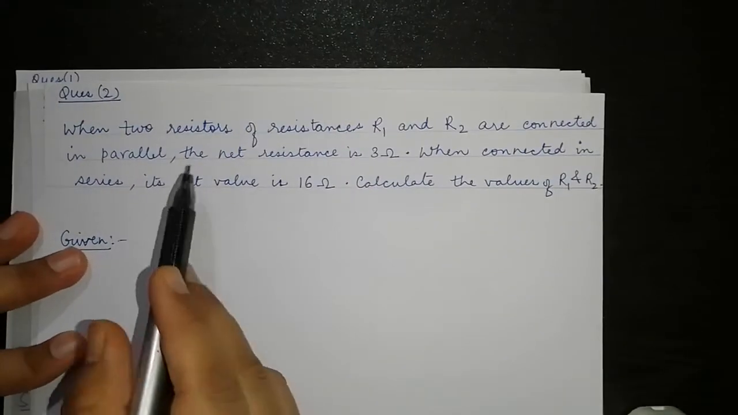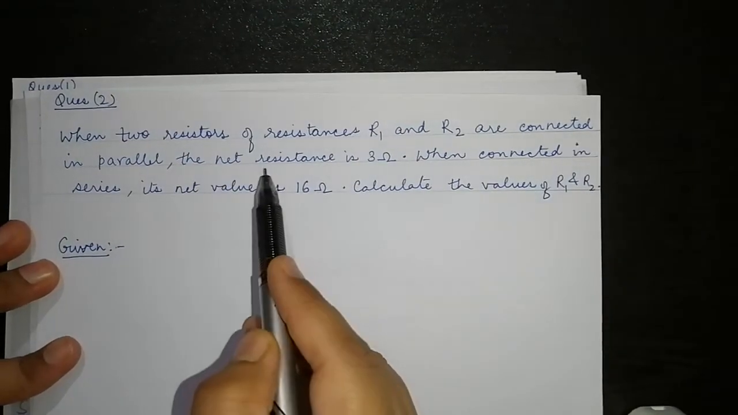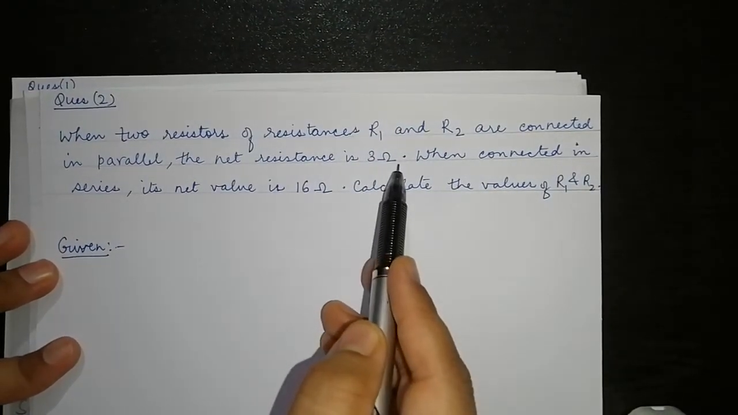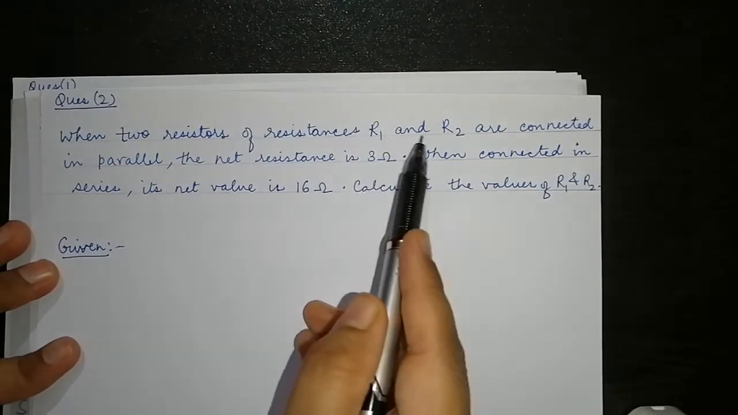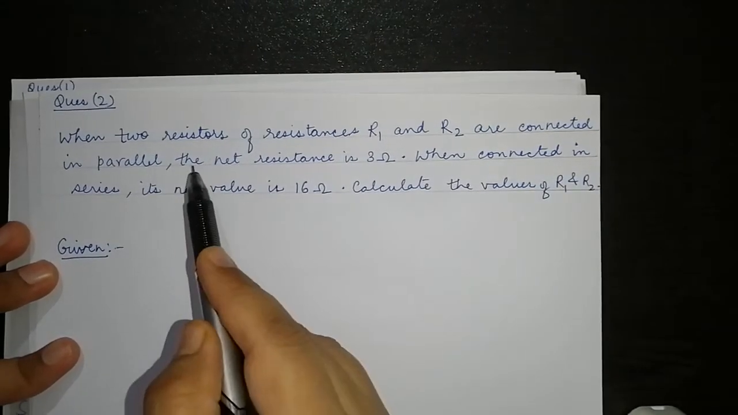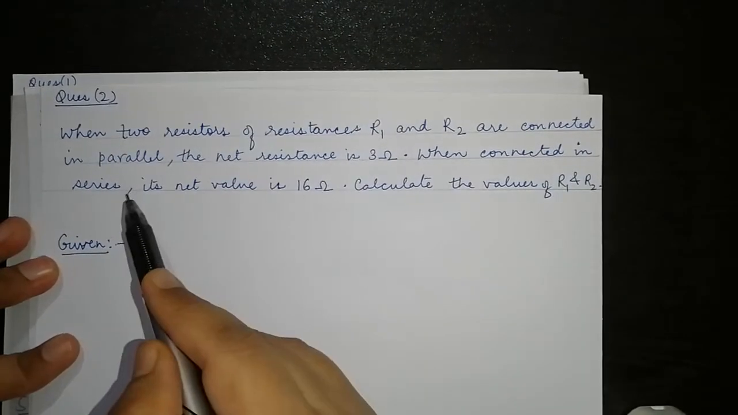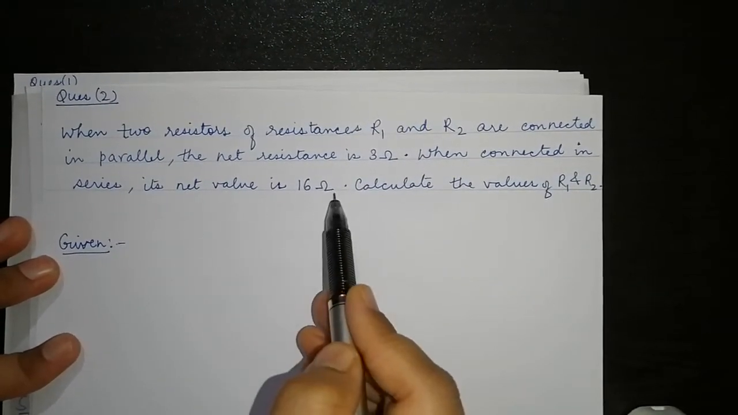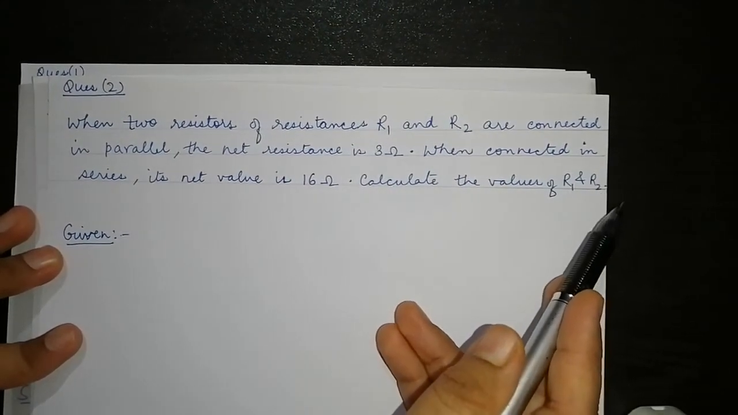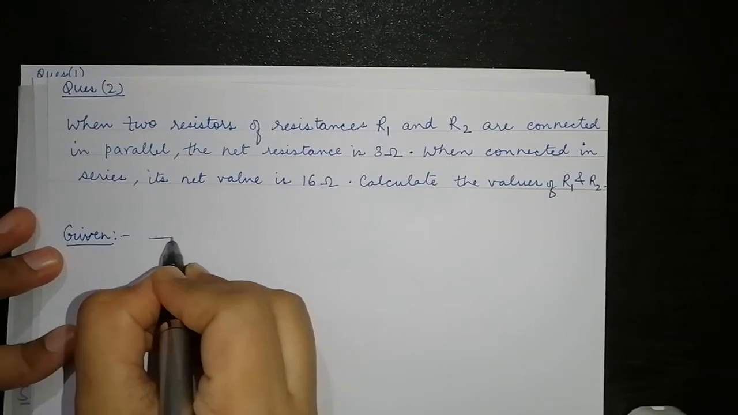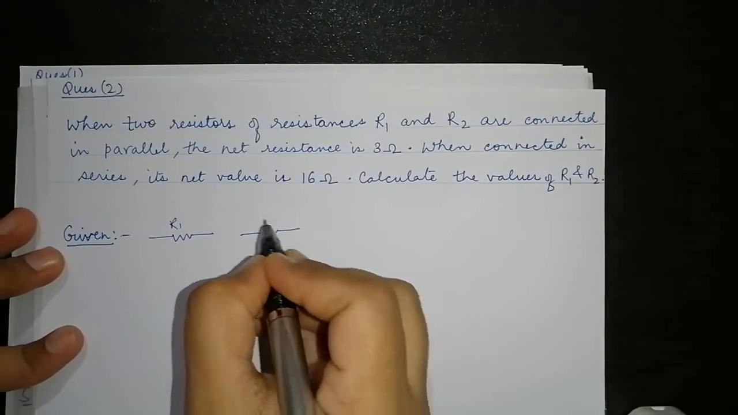Now see, when two resistors R1 and R2 are connected in parallel, the net resistance is 3 ohm. When connected in series, its net value is 16 ohm. Calculate the value of R1 and R2.